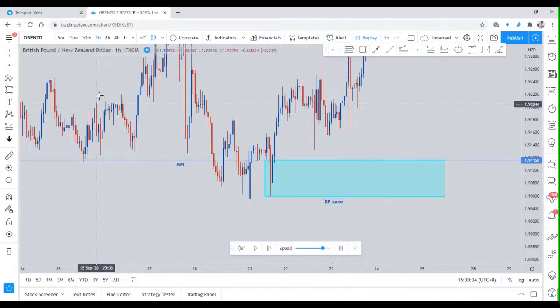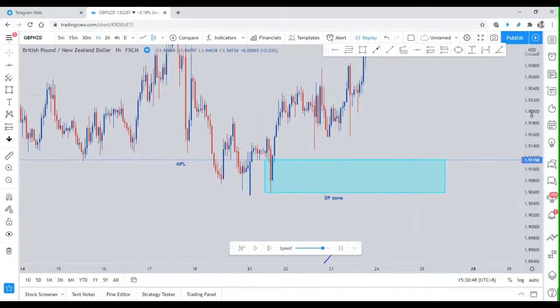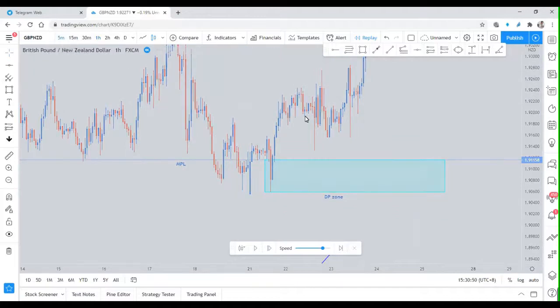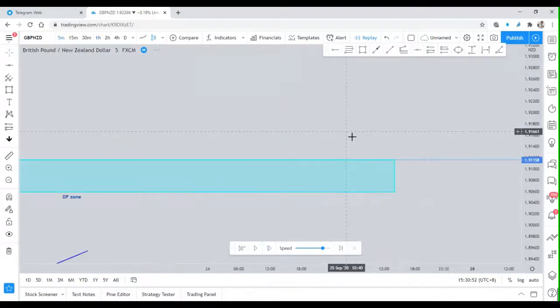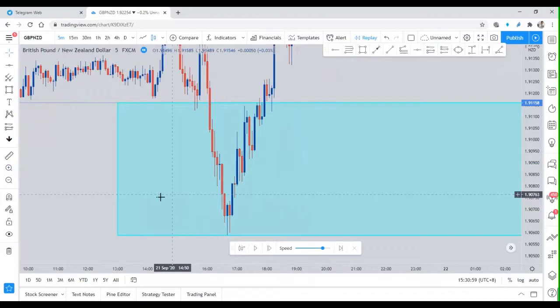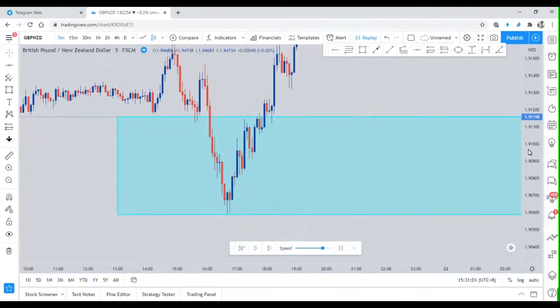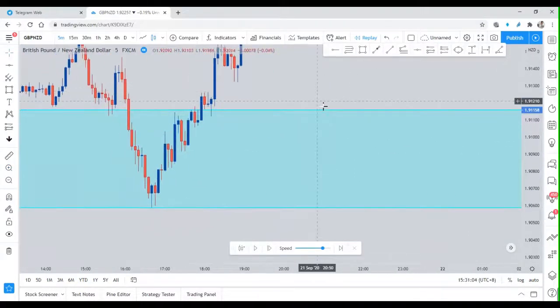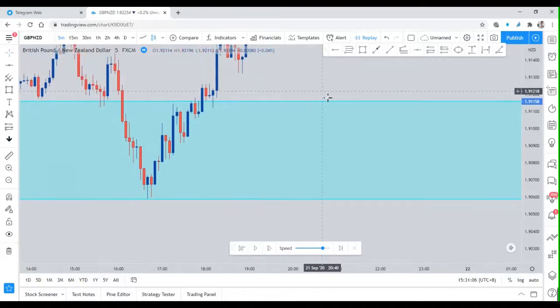So this is H1. We'll be switching to a smaller time frame to see if there is any possible fresh demand area. All right, so let me switch it to 5 minutes. Let me see. Usually we'll find the fresh demand area. All right, very nice. So we have another same pattern, and this is a very fresh demand area.